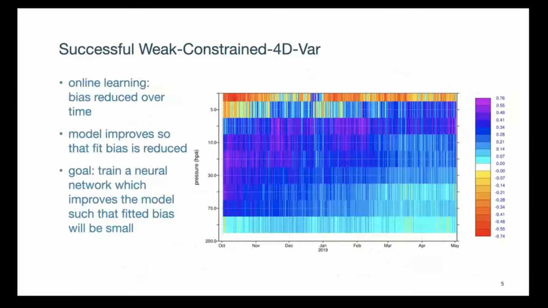Generally, V-constrained 4D VAR is pretty good. What this shows is the bias over time. So it's an online learning approach, right? Because you correct the model as you go. And as you can see, it's pretty good at actually learning the model bias, and it decreases over time. So this is actually a pretty hard target to match, and the approach we want to develop should at least be as good, if not better.